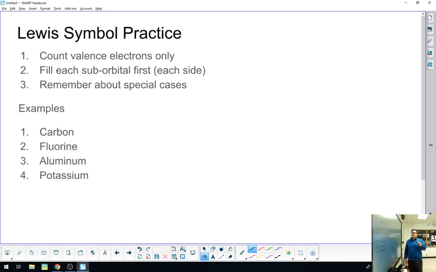So the first thing we do is we look at carbon, for example. We find an element, we look at how many valence electrons it has. Caden, how many valence electrons does carbon have? 4, fantastic. As we fill in those valence electrons, what's the charge on an electron, Caden?